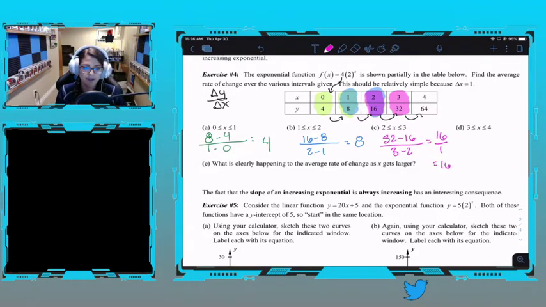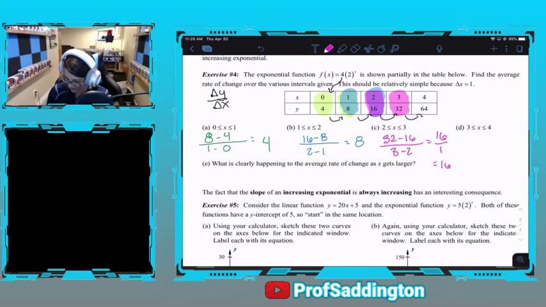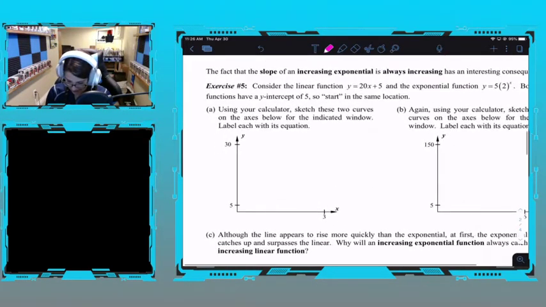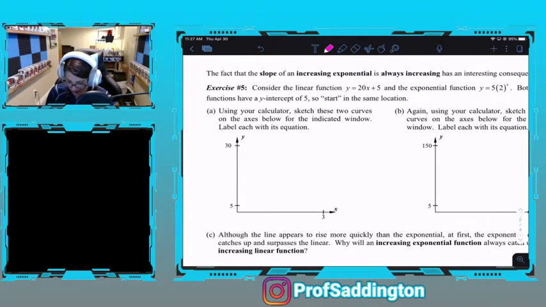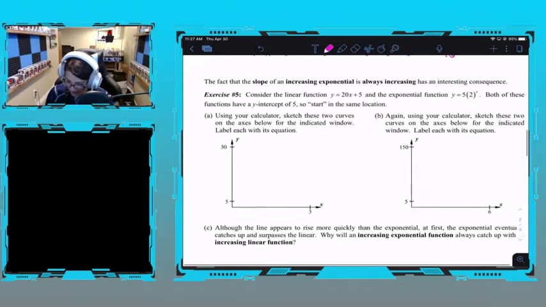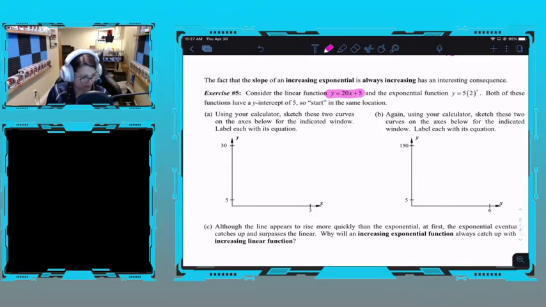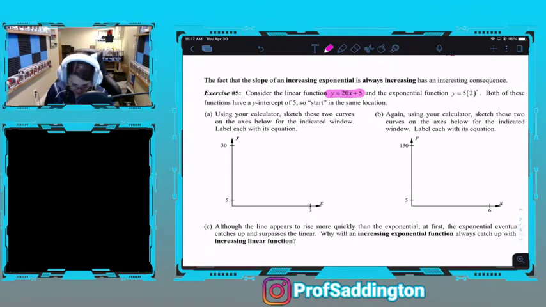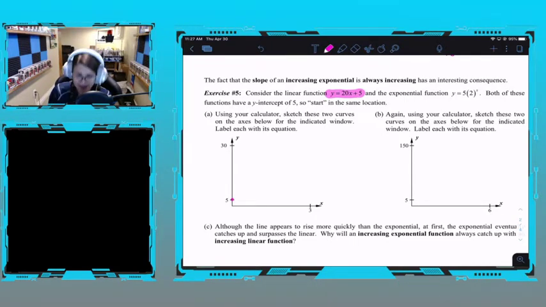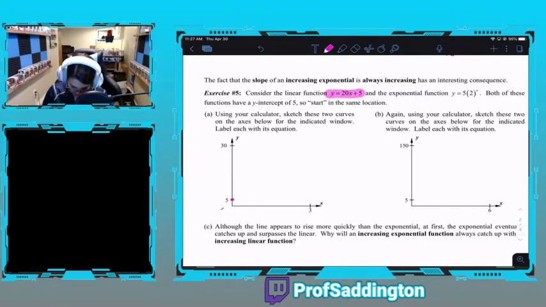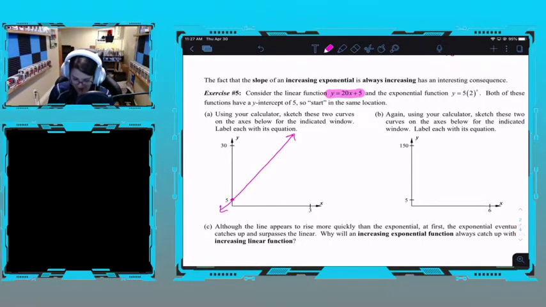Okay. Let me just show you kind of another visual because you might get some graphs on your homework in Khan Academy tonight. All right. So it says consider the linear function y equals 20x plus 5 and the exponential y equals 5 times 2 to the x. Both of these have a y-intercept of 5. So they start at the same location. So I'm going to graph the line first. And I'm just sketching it. Nothing perfect. But I do know that it starts at 5. So I'm going to get something that looks like this for my line.